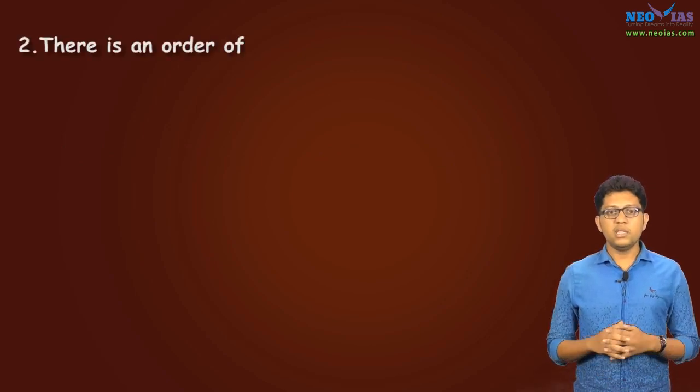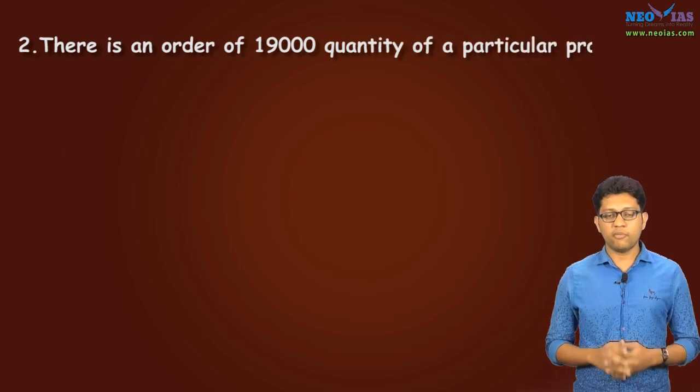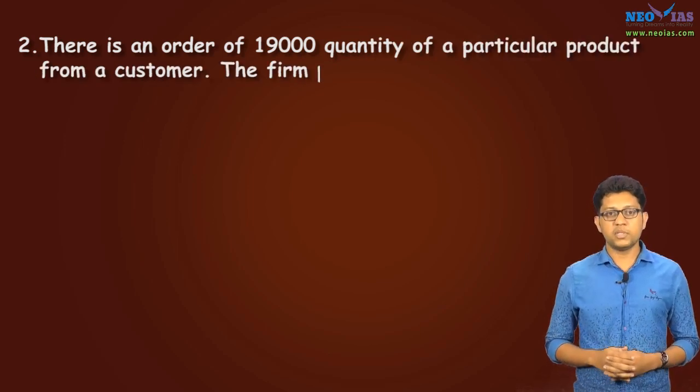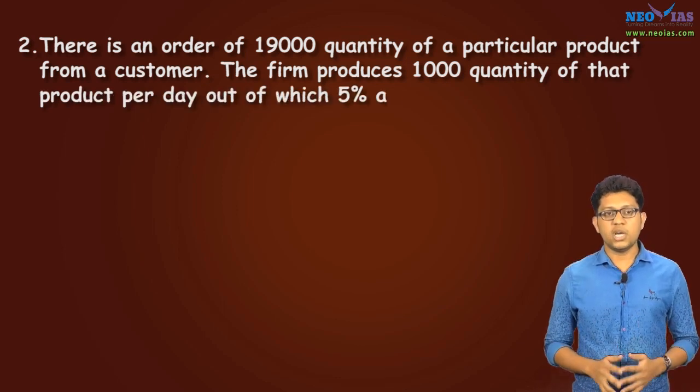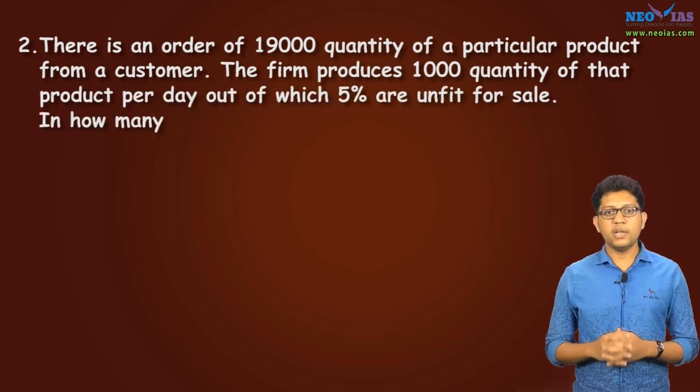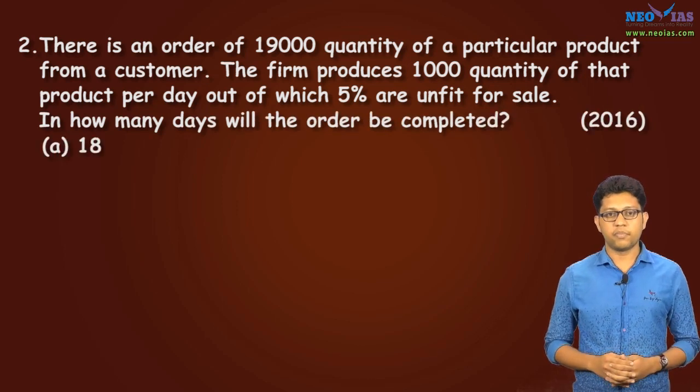Now we are moving to the second question. The question is, there is an order of 19,000 quantity of a particular product from a customer. The firm produces 1000 quantity of that product per day, out of which 5% are unfit for sale. In how many days will the order be completed?